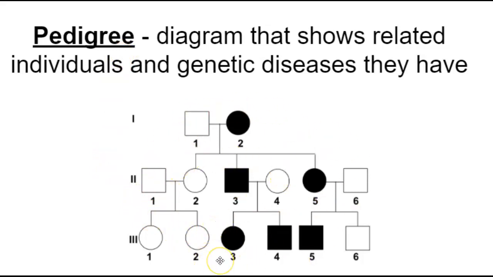You'll notice it looks a lot like a family tree. And it is a family tree of sorts. The difference here is that we have specific symbols, and no matter which individual is writing a pedigree, they always use the same symbols. And we're going to talk about those symbols, whether or not they're shaded or circles or squares, and what all of the numbers mean.